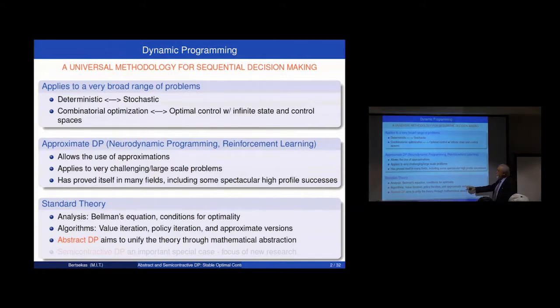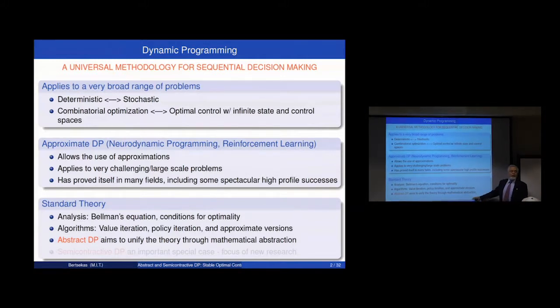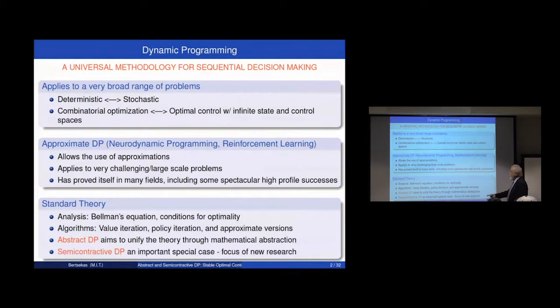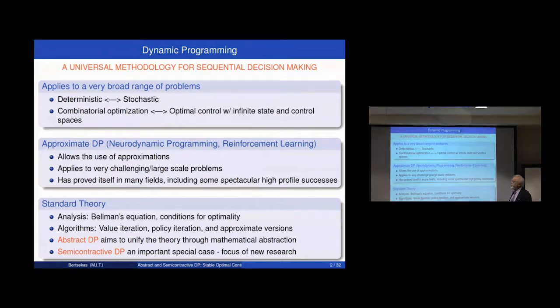Now, abstract dynamic programming aims to unify the theory through mathematical abstraction. There are many dynamic programming models because the methodology is so general. It applies to deterministic, stochastic, minimax, and combinatorial problems. One nice thing about dynamic programming is that its theory can be developed in generality, so you don't have to deal with specific models with very precise assumptions. You can develop the theory in a much broader context and then specialize to particular models. Now, semicontractive dynamic programming is an important special case of abstract dynamic programming. I'll explain what that is later, and it's the focus of most of my research.